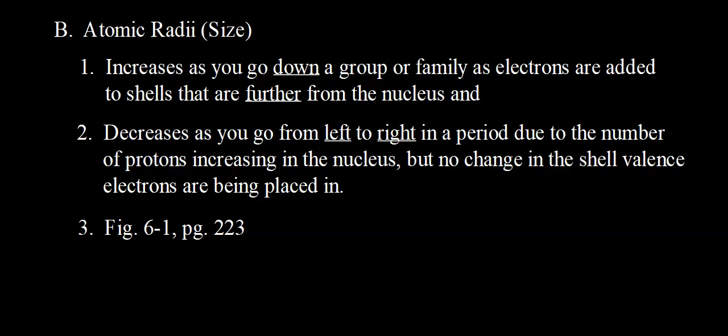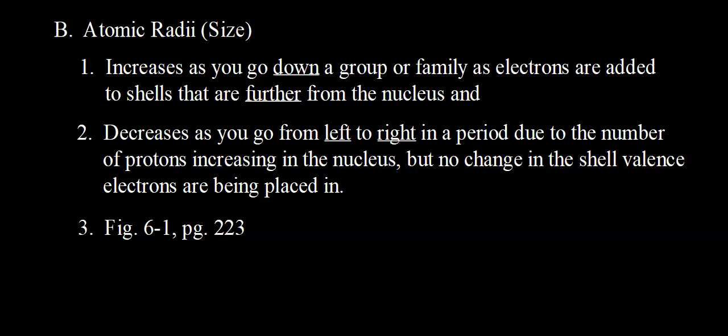So let's start with the trend in atomic radius. Now, you will have to explain why these trends exist. So don't just memorize the trend. Make sure you understand both parts of the trend. So this is 2 parts. We have a group trend and a period trend. So it says in number 1, atomic radius increases as you go down within a group or family.